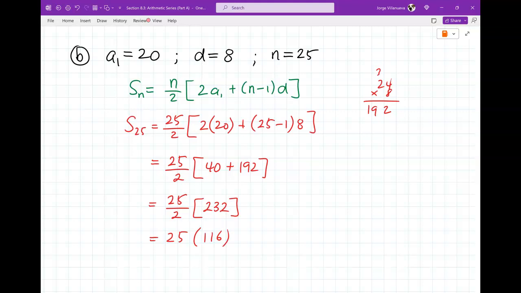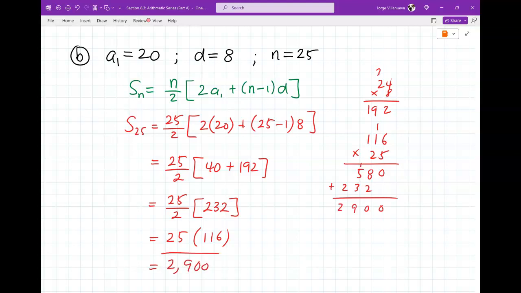All right. So again, 116 times 25. I'm doing it by hand because I don't have my calculator in front of me. So 6 times 5, that's 30. That's going to be an 8. That's a 5. And then move over. 2 times 6, that's 12. That becomes a 1. That's a 3. That's a 2. Add these up. So that's 2,900.